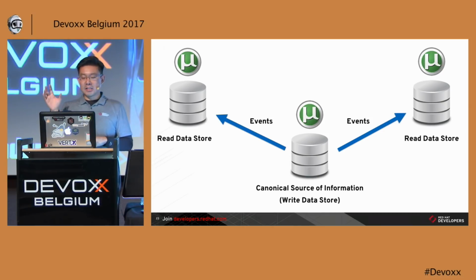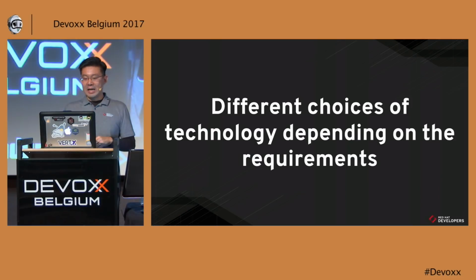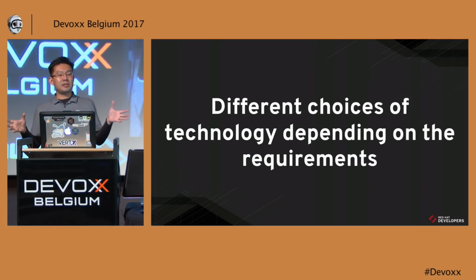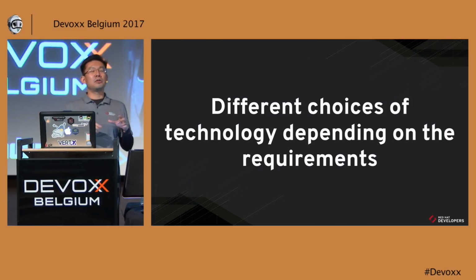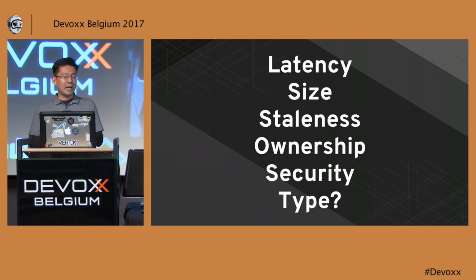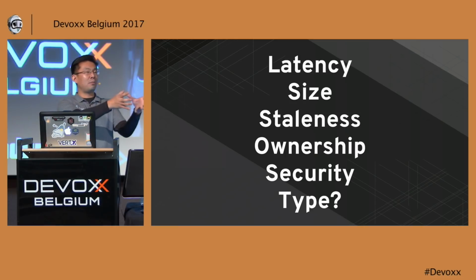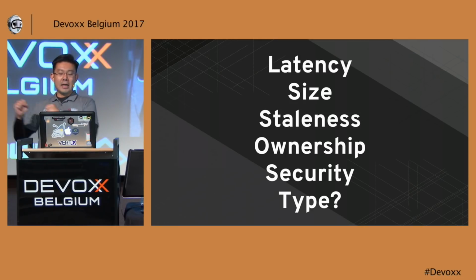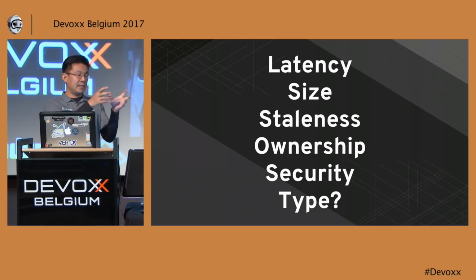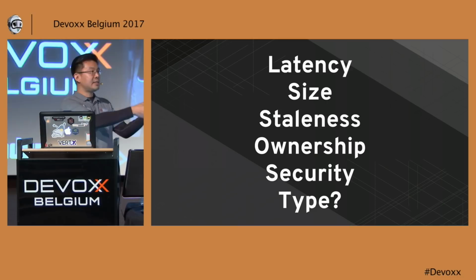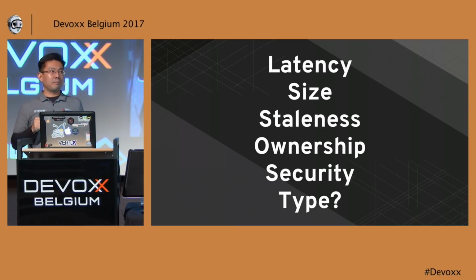Okay? And since I've explained this concept already, now let's go through the different choices of technology depending on the requirements that you have on your data and your application. Some considerations that you need to have in mind when choosing an architecture or technology to solve your problem include latency. Latency can have different meanings depending on the context. It can be how much time it takes for my data change to be propagated from the writing data store to my read data store. Okay?